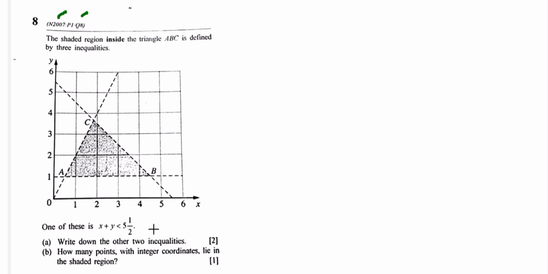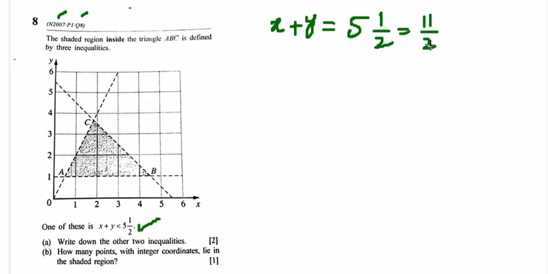Firstly, we find the line opposite to the equation of this inequality. The equation opposite to this inequality is simply x plus y is equal to 5 and a half. You can write it as 11 by 2 or further 5.5 here. Okay, so this is x plus y is equal to 5.5.